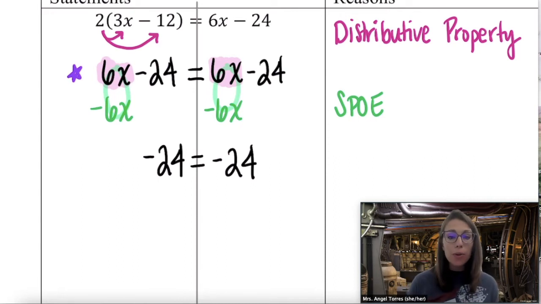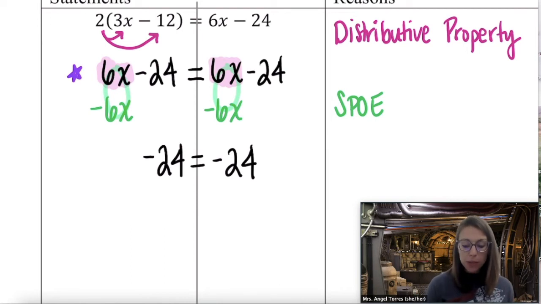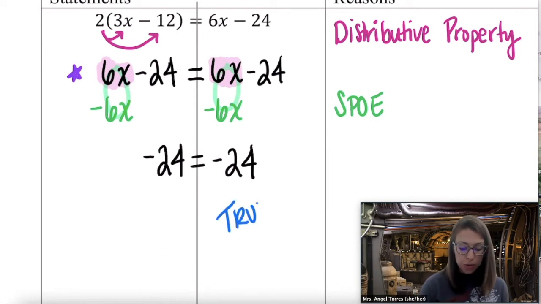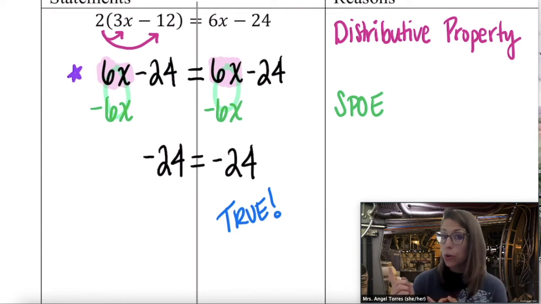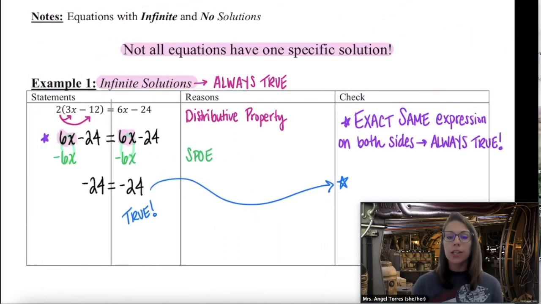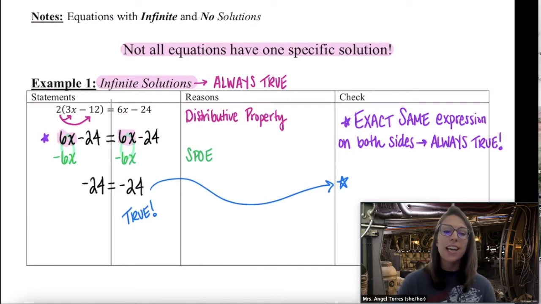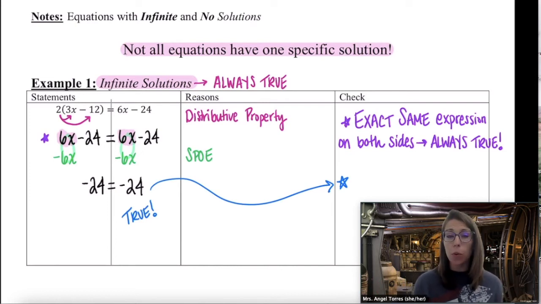Notice our variables are now gone. They've been eliminated. They both became 0 terms, and I'm left with an equation that is true. Does negative 24 equal negative 24? Yeah, it does. And if you end up with an equation that's true, that means it's always true, and it actually doesn't matter what x equals. So to explain in words how we know now that this equation has infinite solutions is that after using all of our properties of equality, we ended up with an equation that is always true, meaning this equation that we started with is also always true.